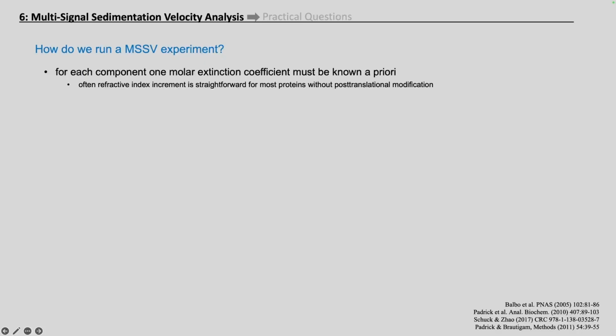So how do we run a multisignal experiment in practice? As we have already discussed, we need extinction coefficients for each component. Critical are the signal ratios, and they need to be determined experimentally. The predictions are not good enough. But one of the extinction coefficients must be known a priori. Often, for unmodified proteins, the refractive index signal increment is the most precise and straightforward to use.